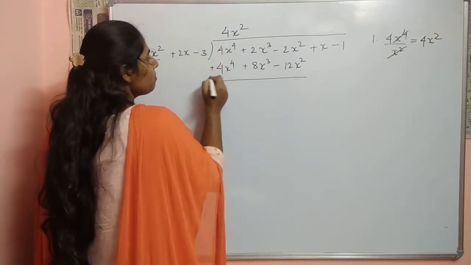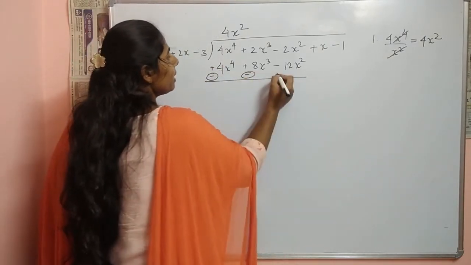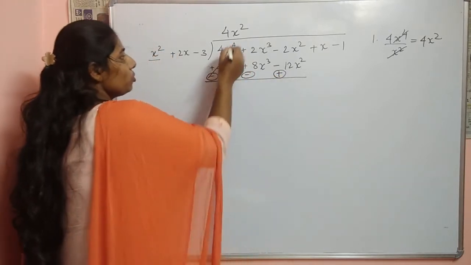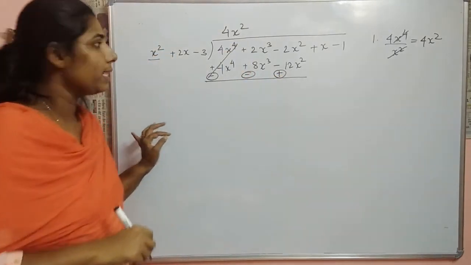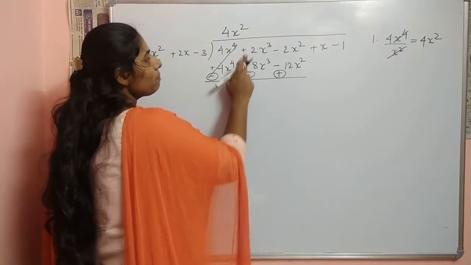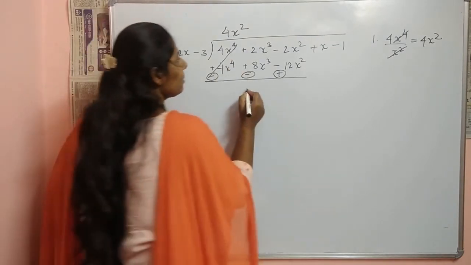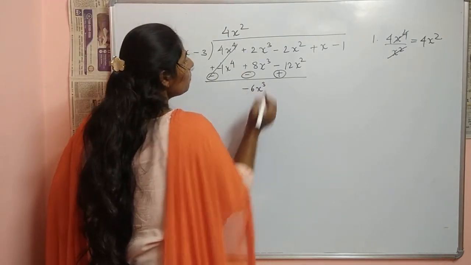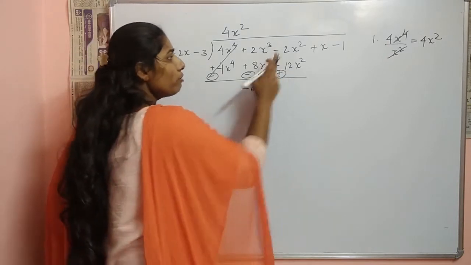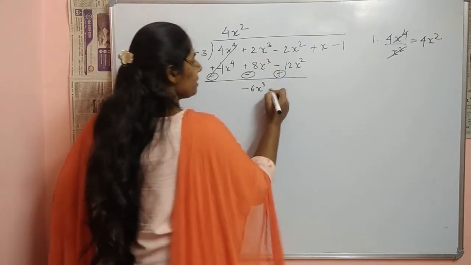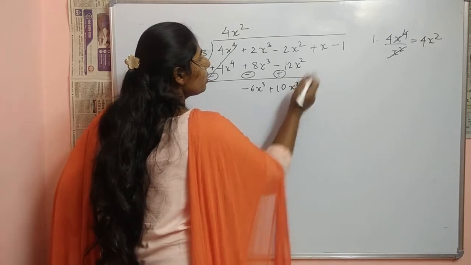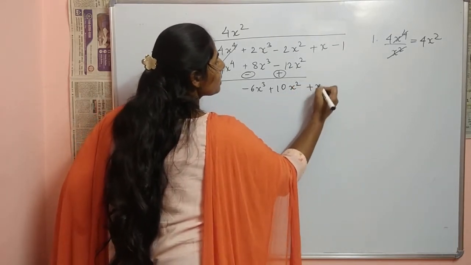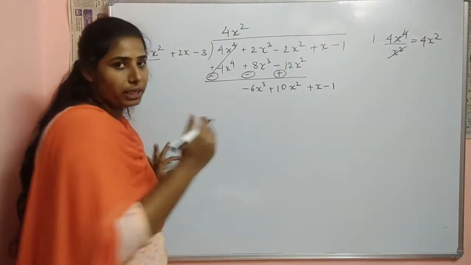Okay, now change the sign. So here it is plus, means we will change it to minus, minus, plus. So 4x cube, 4x to the power 4, these both will get cancelled. Here minus 8 plus 2 will give you minus 6x cube, plus 12 minus 2 will give you plus 10x square. And what are the remaining terms? Plus x minus 1 will bring it down.